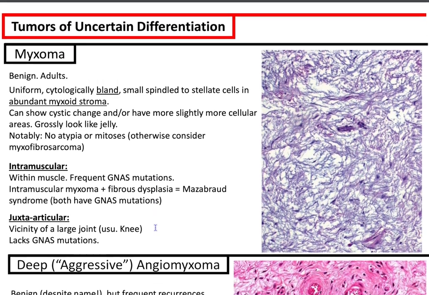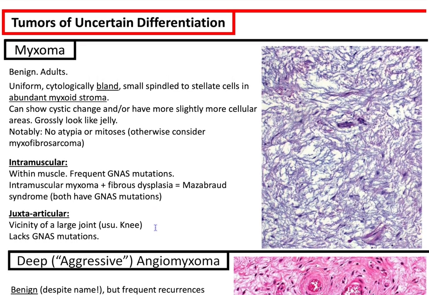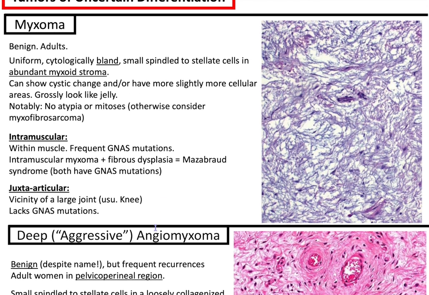Okay, tumors of uncertain differentiation. Are you still with me? Because we got this. Myxoma, this is benign in adults. Histologically, it has uniform, cytologically bland small spindle to stellate cells and abundant myxoid stroma. Grossly, it can look like jelly, and it can show cystic changes and have more cellular regions. There should be no atypia or mitoses. Otherwise, you want to consider myxofibrosarcoma.